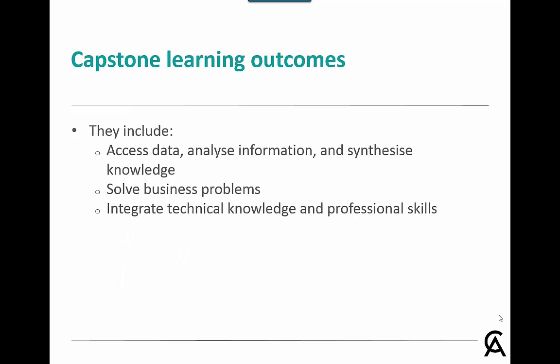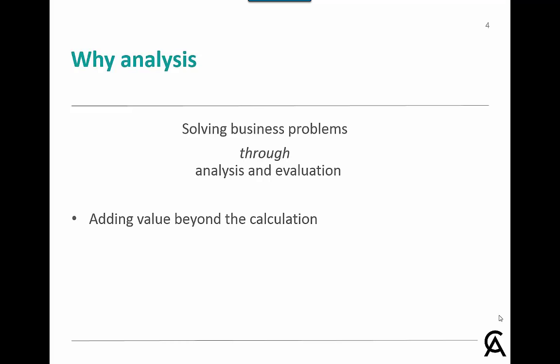You will remember from the orientation material that Capstone has 8 learning outcomes. 3 of the learning outcomes relate directly to analysis and evaluation. These are access data, analyze information, and synthesize knowledge. Secondly, solve business problems. And thirdly, integrate technical knowledge and professional skills. The 3 learning outcomes lead us to our mega theme for Capstone, which is solving business problems through analysis and evaluation.